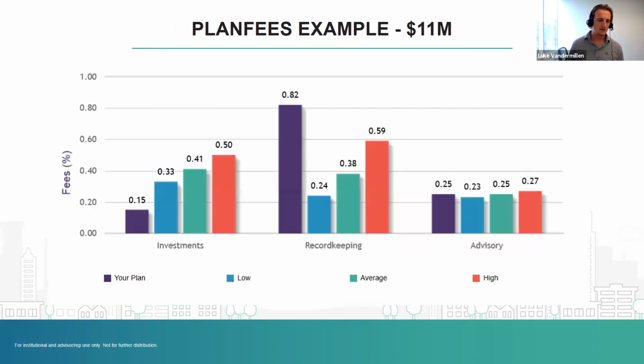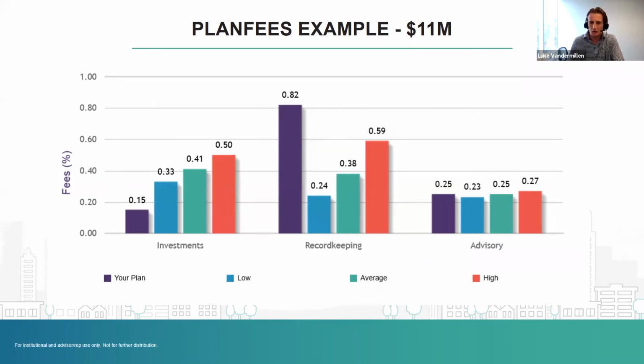But then starting to segment that out in the different areas that we were looking at, you can see this plan has a really low investment cost. So what the advisor found out was that this plan had mostly index funds in it, and so it was how to keep the investment costs down, which is what was being communicated to the participants of this plan.